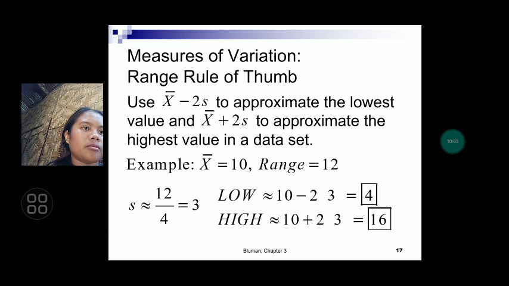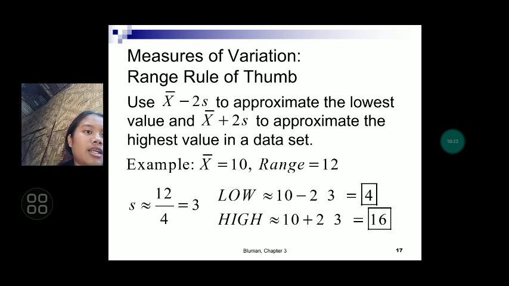10 minus 3 equals 4. Then 10 plus 2, then multiplied by 3 equals 16.